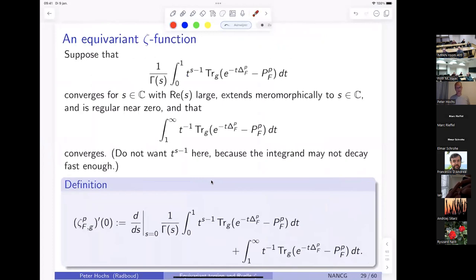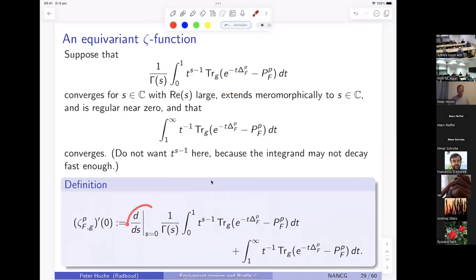For the integral from zero to one, I'm putting this s regularization in there. I'm going to assume that this converges for s with large real part and extends meromorphically to zero. For the integral from one to infinity, I'm not going to put in this t to the s. The reason is that this thing might only go very slowly to zero or maybe be bounded, so this is just to help with convergence for t to infinity. Then I will define, and this notation is maybe a bit funny because I haven't defined zeta itself yet, but this expression on the right generalizes the derivative of the zeta function in the classical case.